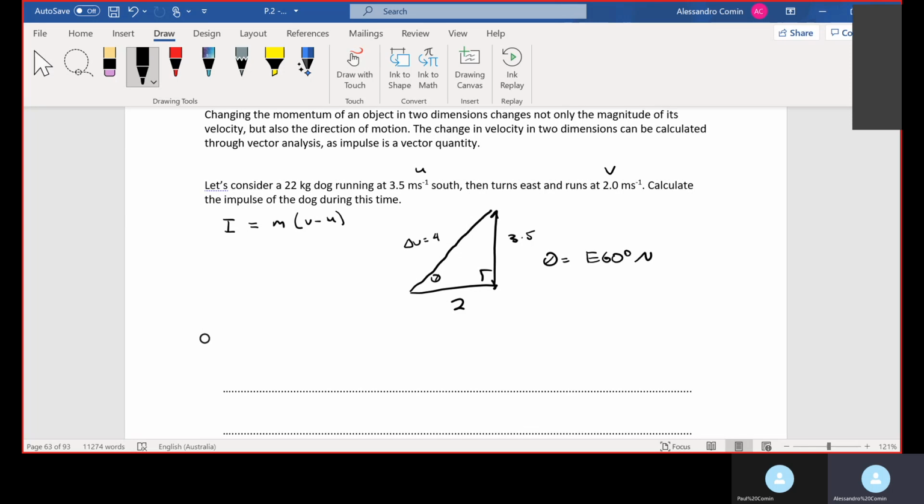But remember, when I do Pythagoras, that is not the answer. That is only delta v. I must always multiply my delta v by m. So my I is actually 88 kilograms, direction of magnitude. 88 E 60 degrees north kilograms meters per second. I hope we're familiar with this notation. Basically, it's because I'm looking east and then I have turned 60 degrees north, like that.